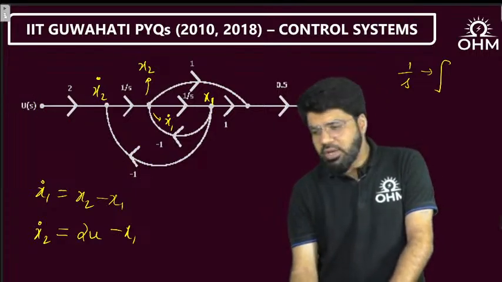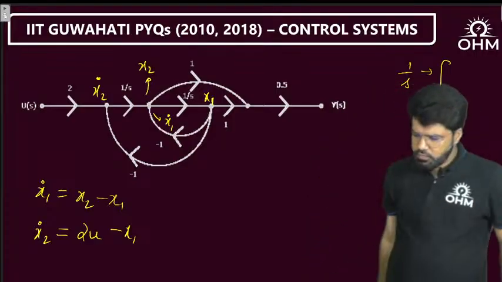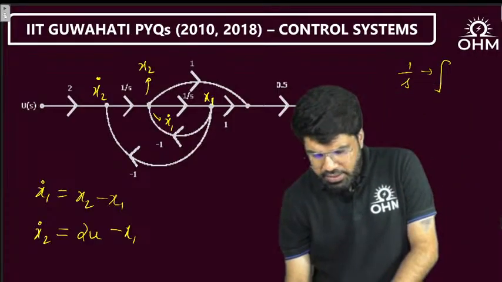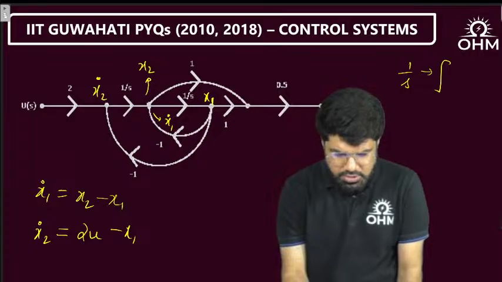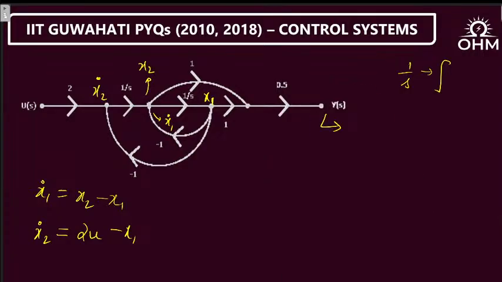Okay. What about the output, dear? Let me write down the output for you here itself. The output is 0.5 times whatever the value at this node. So what is the value at this node? 1 into x2 and also 1 into x1. So this node is x2 plus x1. The output is 0.5 times (x2 plus x1). Now rearranging.